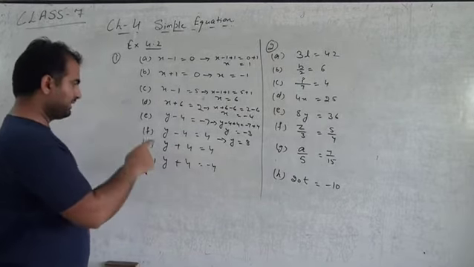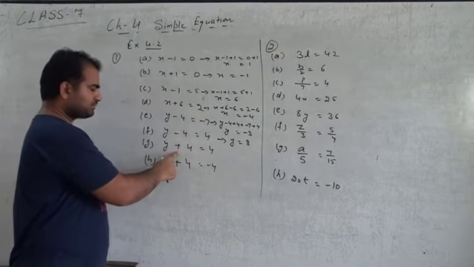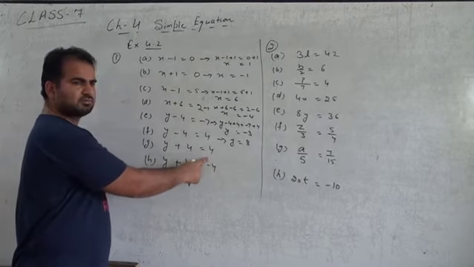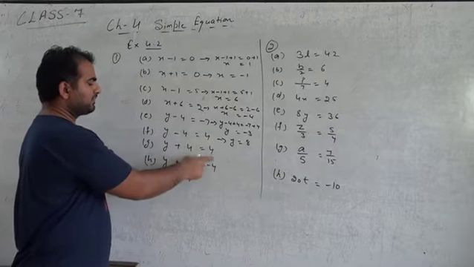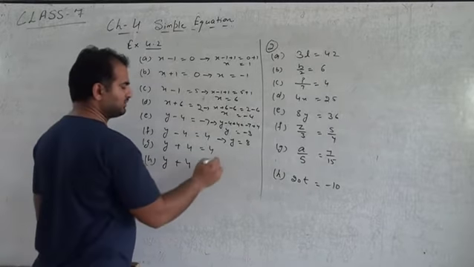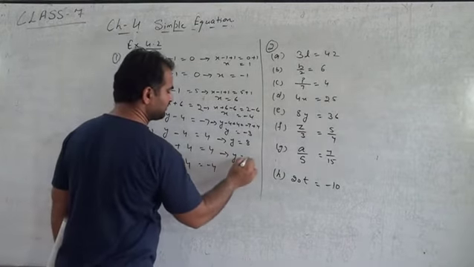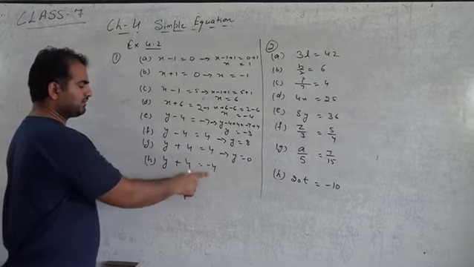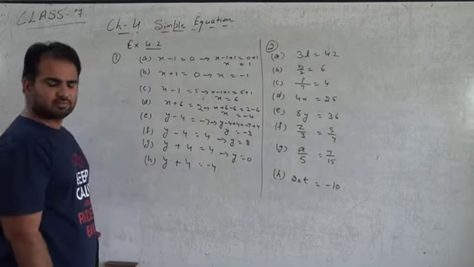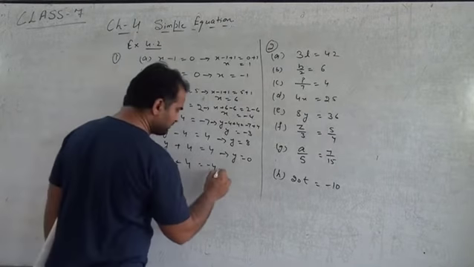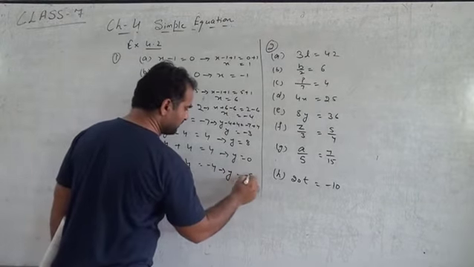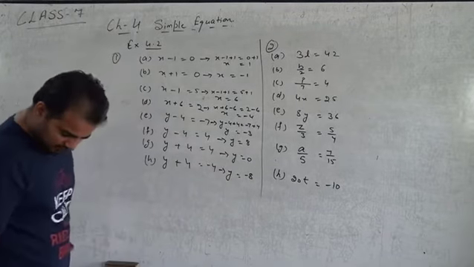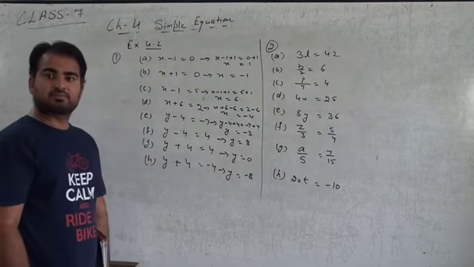Okay. Next, y plus 4 equals to 4. So we will subtract 4 from both the sides. So answer of y will be 0. Okay. Next, y plus 4 equals to minus 4. We have to subtract 4 from both the sides. So y will be minus 8. This is our final answer.